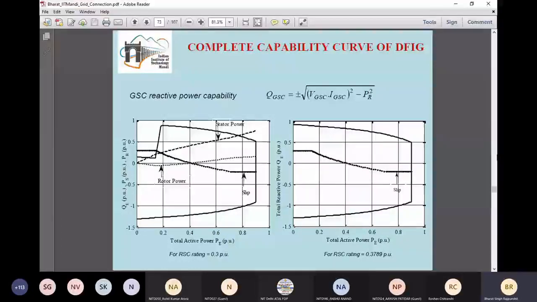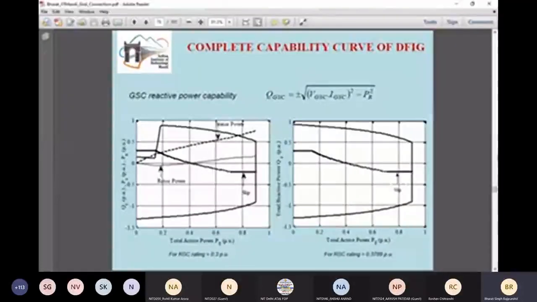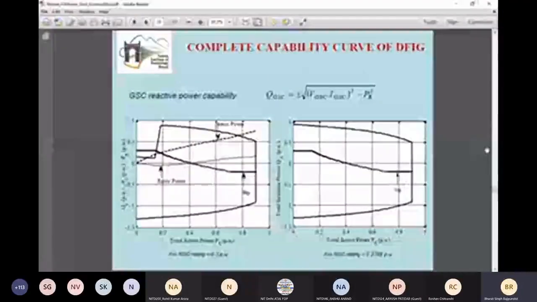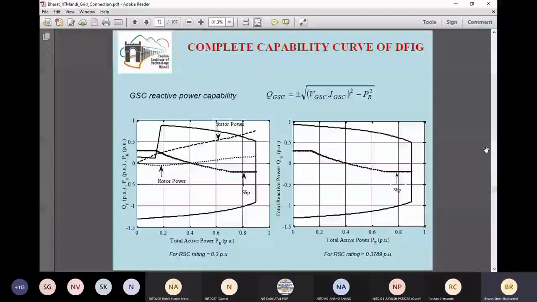and will be able to provide the reactive power. So now you can see this expression above the figures, that Q, the reactive power from the grid side converter, can be obtained. Here this expression has V_GSC into the square root of I_GSC squared minus P_R squared, because P_R is the value of the rotor power which is being processed by the grid side converter. So once we remove this from the rating of the grid side converter, then we can see how much reactive power can be injected by the grid side converter without changing its capability. So hence we are able to find out how much rotor power maximum can be processed.